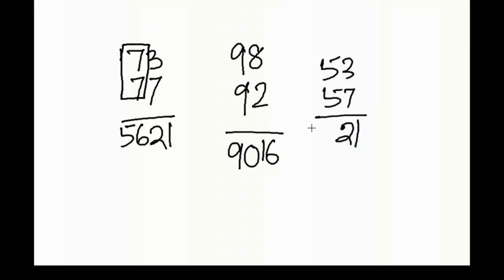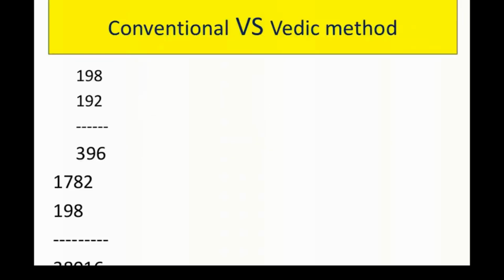Let's take another case, 98 and 92. So simple. 8 times 2 is 16. Next number of 9 is 10, so 9 times 10 is 90, giving 9016. That's all, that is the answer. Let's take another case, 53 and 57. 7 times 3 is 21. Next number of 5 is 6, so 5 times 6 is 30. That's all, that is the answer. So this is a very simple and very effective technique.